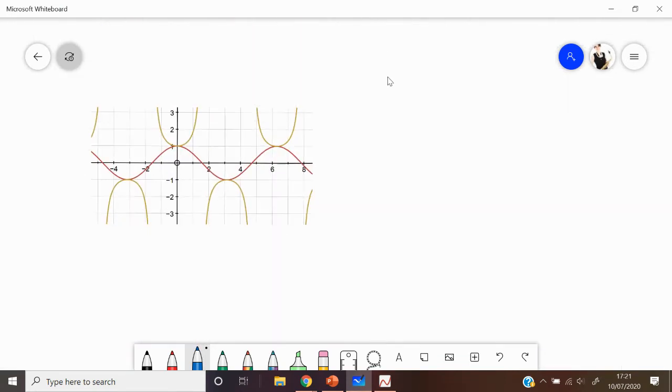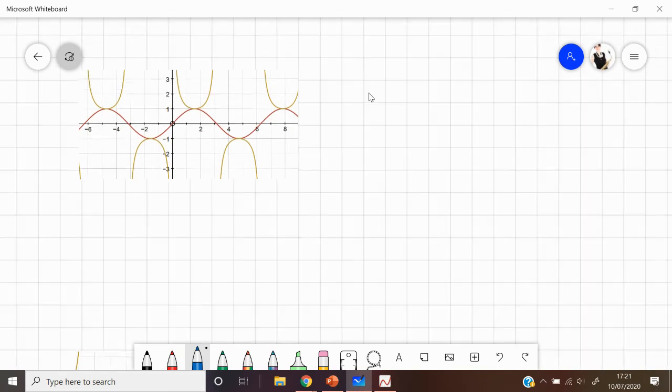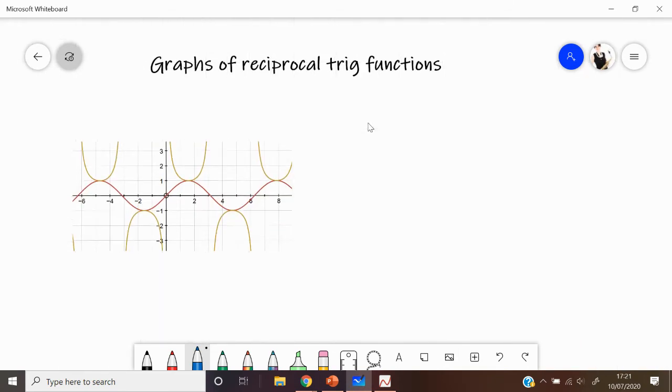Okay, if we now go to the notes that you're going to need from this. So if we go back up to the top, these are my graphs of reciprocal trig functions. They're a bit tricky to draw, so I've cheated and stolen them from Autograph. So this is the graph y equals cosec x. It is the reciprocal of y equals sine x. So as sine x goes up, cosec x comes down. The olive-coloured one is cosec, and the red one is sine of x.